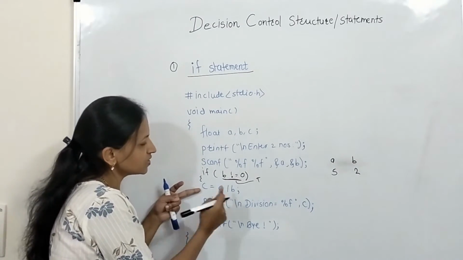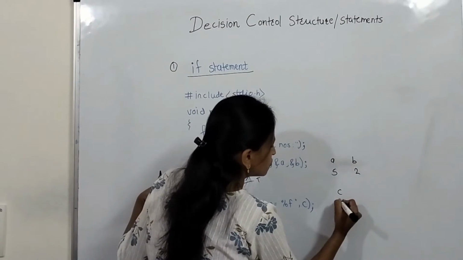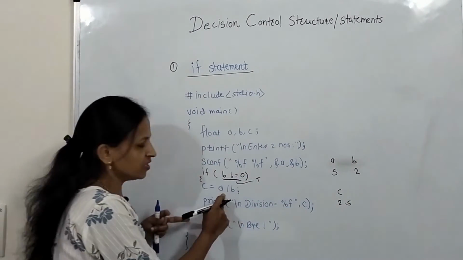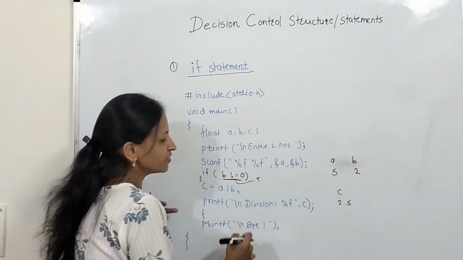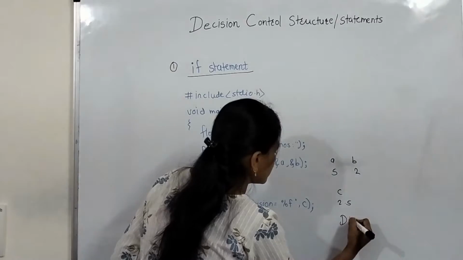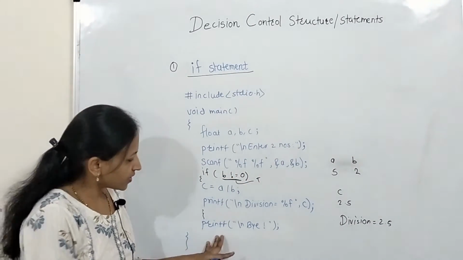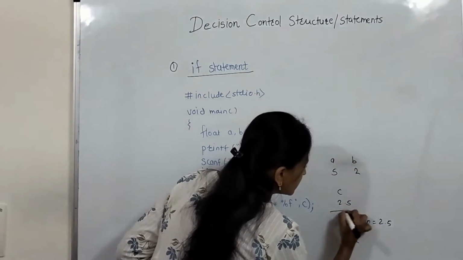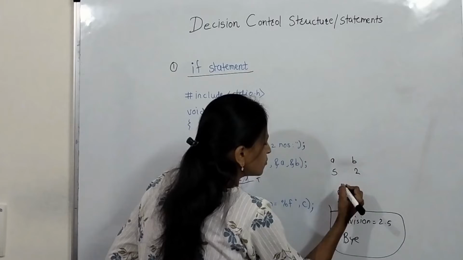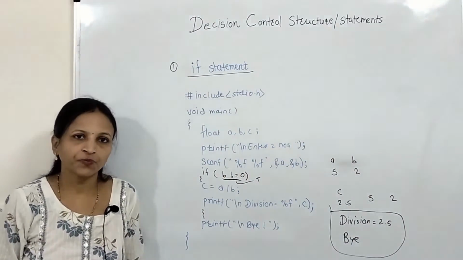That's why in C, what value will we get? We will get 2.5, a divided by b, and we will get this like division is equal to 2.5. This will be the output, and after that control will come here and will display bye. This is the output when the user has entered the first number as 5 and the second number as 2.